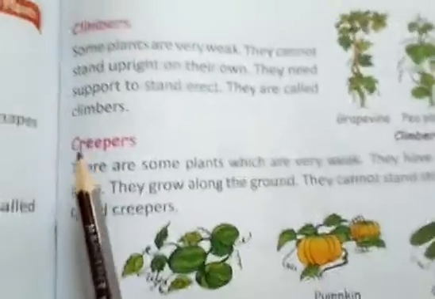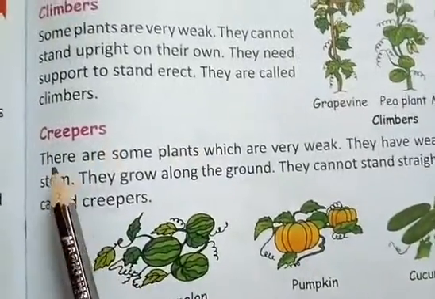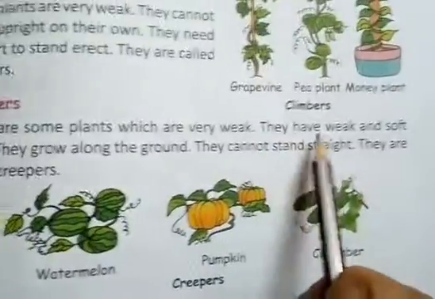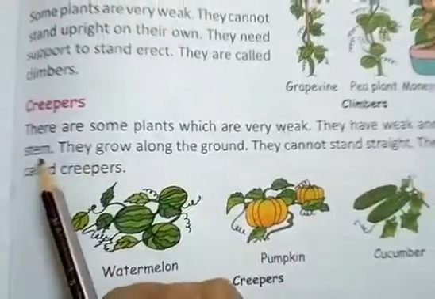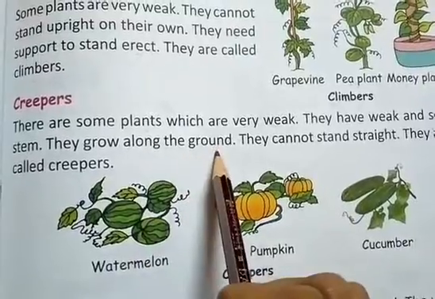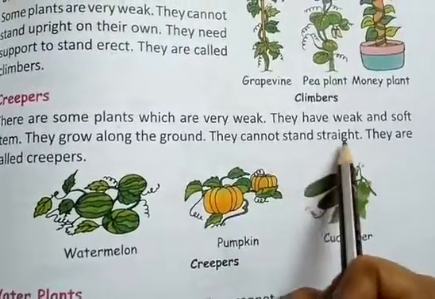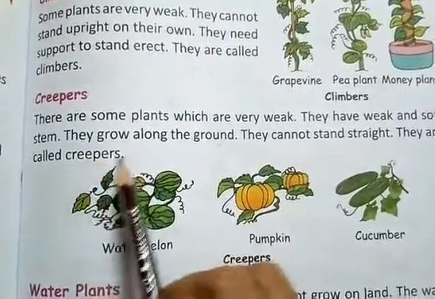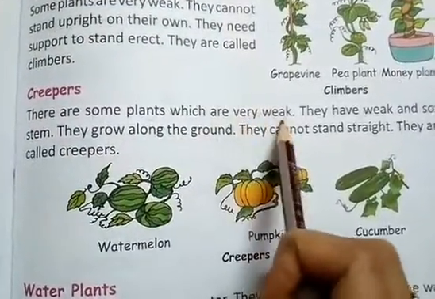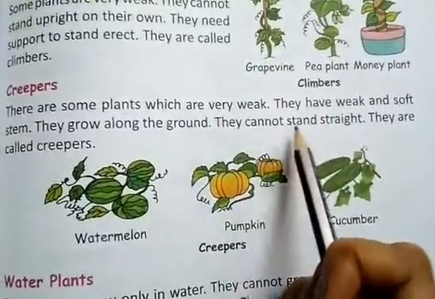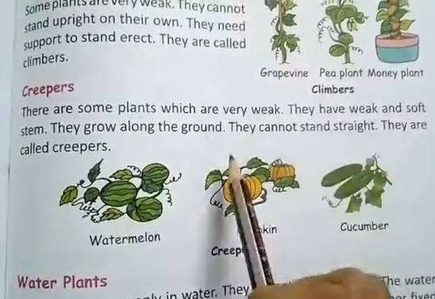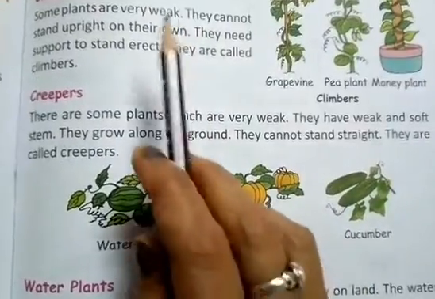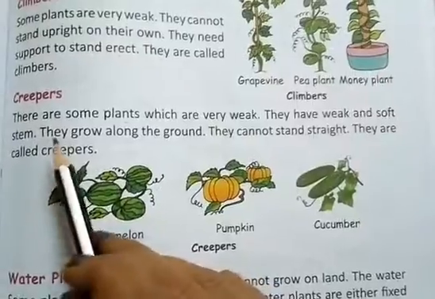Now the next kind of plant is creepers. There are some plants which are very weak. They have weak and soft stem. They grow along the ground. They cannot stand straight. They are called creepers. So creepers are the plants which are very weak and they cannot stand straight. They cannot stand upright. Even if we give support, they will not be able to stand straight. And so they grow along the ground.